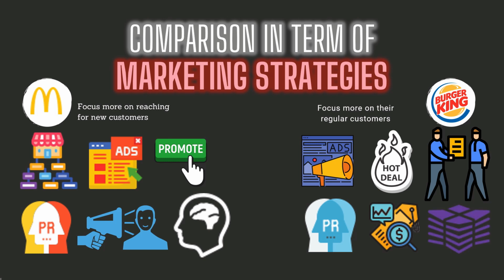So, we can see from all of the strategies being implemented, some of them are being applied by both fast food restaurants and some are just being applied by one of them. It shows how they compete in this monopolistic competition.